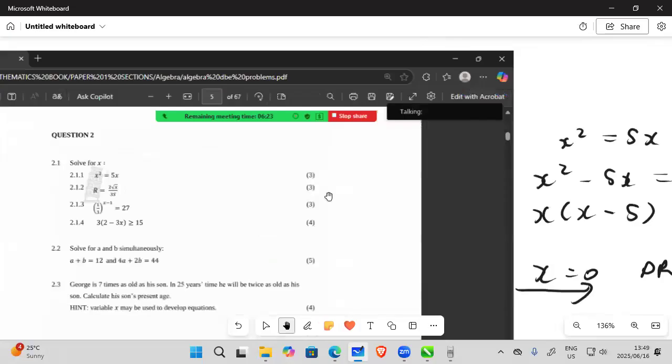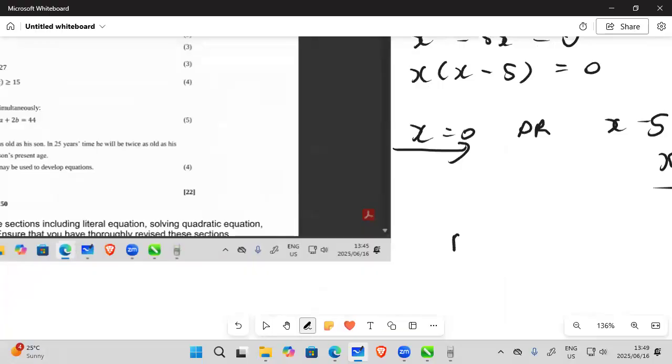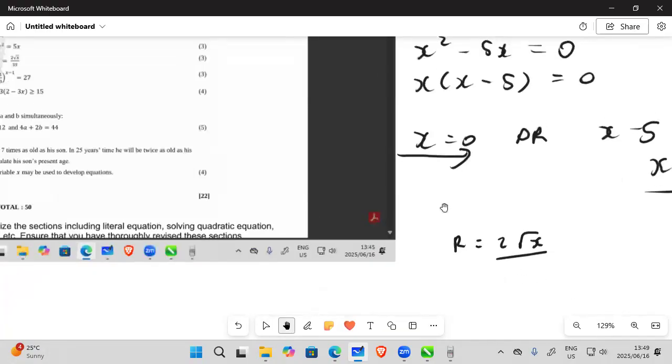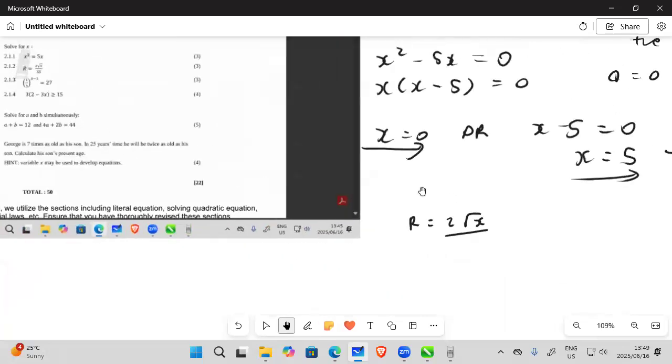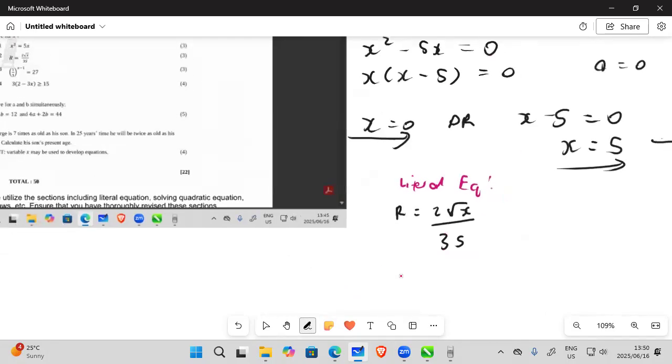R is equal to 2 square root of x over 3. Yeah, so now can you see here? What are we doing? We're trying to solve for x, but we have unknowns. And so if we have unknowns, what we're saying is make x the subject of the formula, which leads to the topic of literal equations. I have explained why this is so important, but for now, let's just solve for this.